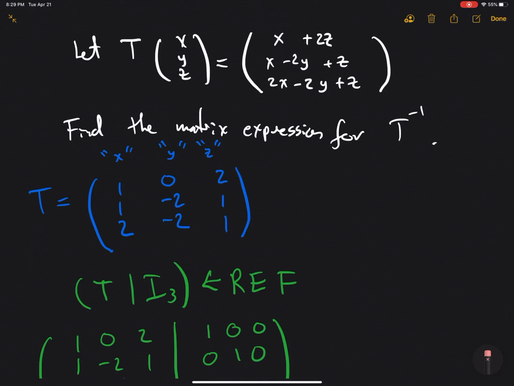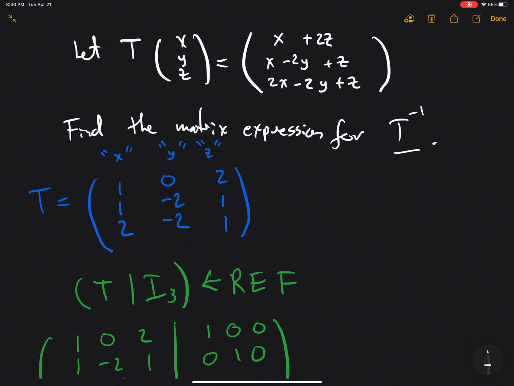Let me work out an example of inverses of matrices. In here, I already worked out the reduced echelon form to save some time, so let me go over this problem. Suppose that we have the linear transformation T of (x, y, z) given by this expression: x plus 2z, x minus 2y plus z, and 2x minus 2y plus z. And suppose that we want to find out what is the inverse for that transformation.